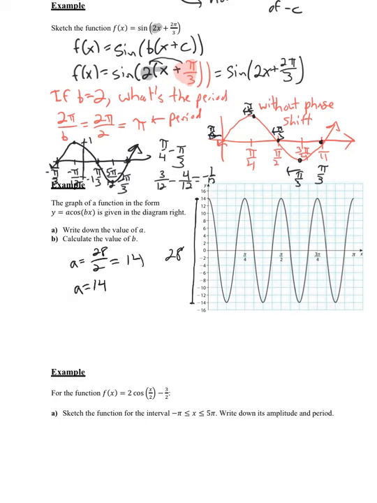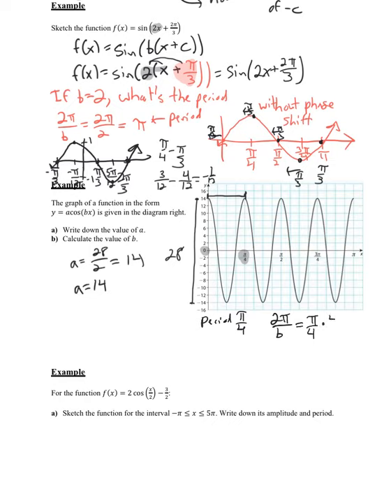So a equals 14. The b value, we have to find out from the period of the function. We can see this is going one period from 0 to pi over 4. That's where it ends. So one period is pi over 4. And now that we know the period is pi over 4, we can say, okay, well, 2 pi over b equals pi over 4.